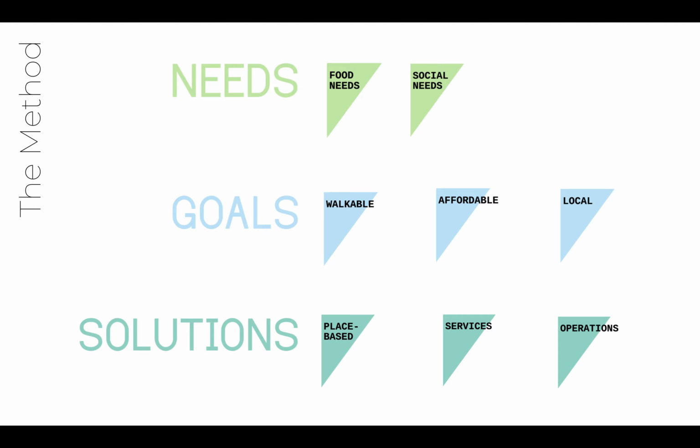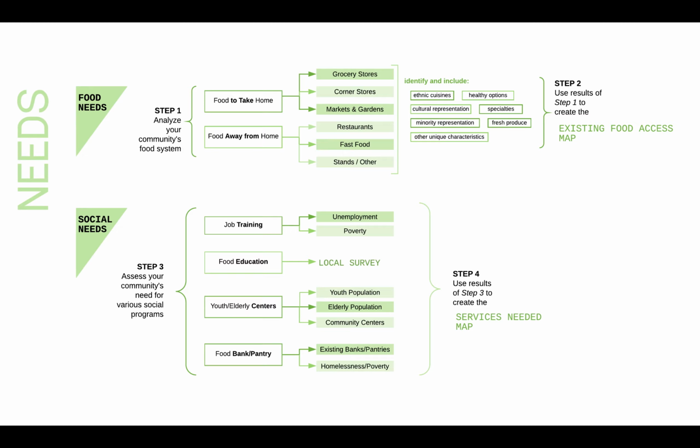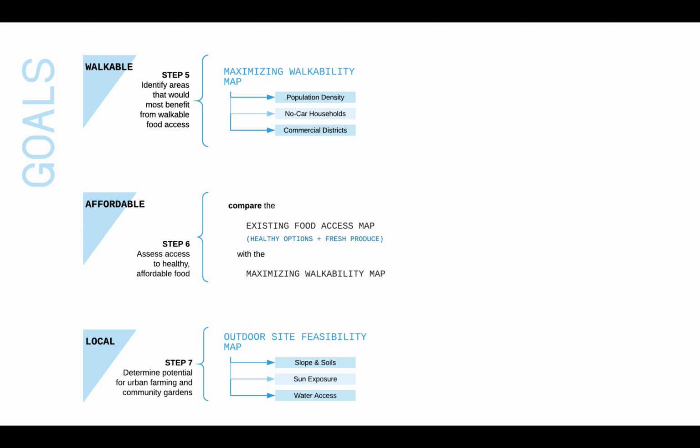So this is just the overview, but as I mentioned before, it is a flow chart with different steps, and throughout these steps you will be making maps. Like at the end of step 2, you create the existing food access map. At the end of step 3, you create a local survey to assess need for food education. At the end of step 4, communities would make a social services needed map.